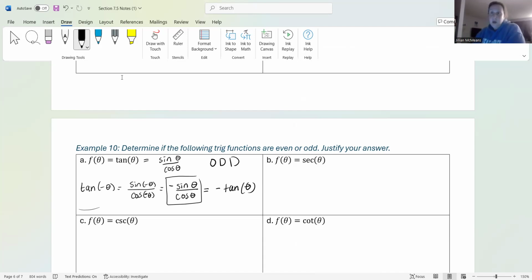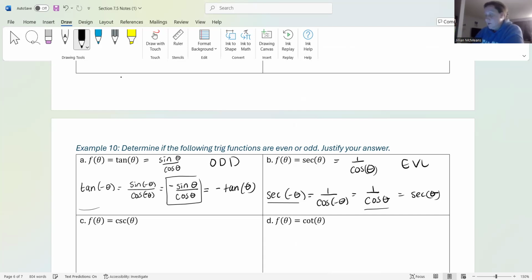Now, if we're looking at secant, we know that secant is the reciprocal of cosine. So secant of theta is 1 over cosine of theta. If I evaluate secant for negative theta, I have 1 over cosine of negative theta. We know from previously that cosine is even, so cosine of negative theta is equal to positive cosine of theta. So I just get 1 over cosine of theta. So secant of negative theta equals secant of theta. So we would say that secant is even.